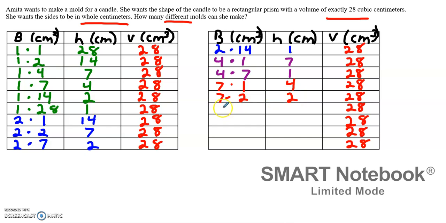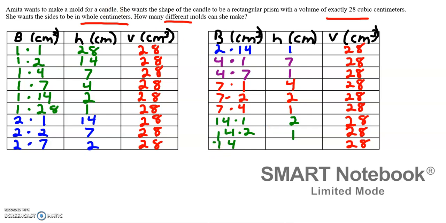Well, 7 times 3 is 21. 21 times a number is not going to give me 28. But I do have 7 times 4. 7 times 4 is 28, and then 28 times 1. Now, for the purpose of time, I'm going to finish it up, but the process would be exactly the same. I realize the next one would be 14 times 1 times 2 will give me 28. Then I have 14 times 2 times 1 will give me 28. And then I have 28.